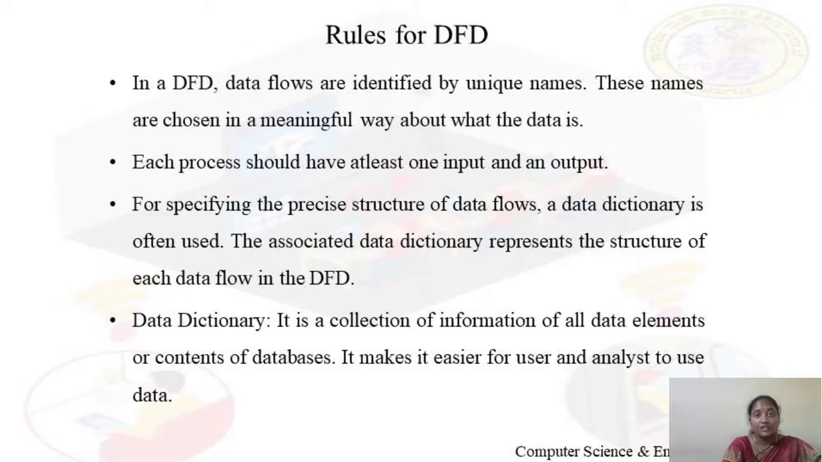There can be multiple data flows between an entity or a process. Two data flows cannot cross each other. The input to a process must be sufficient to produce the output flows. A process must transform data. A DFD is not a flowchart.